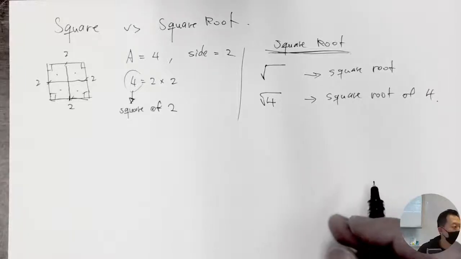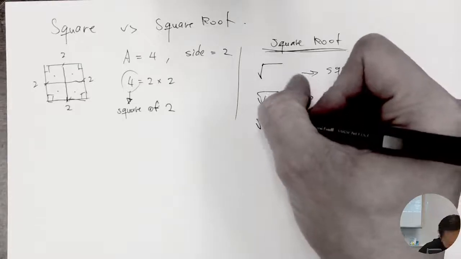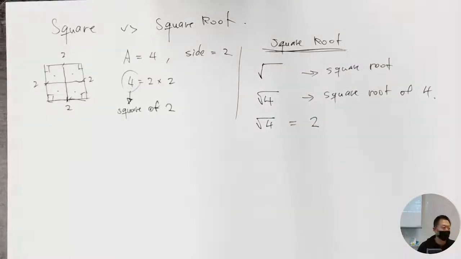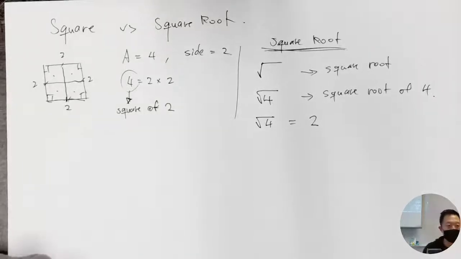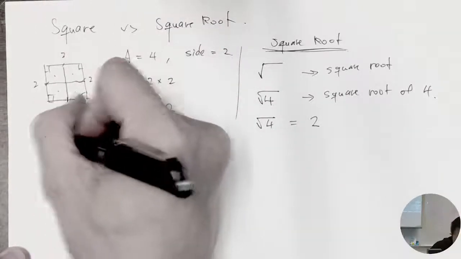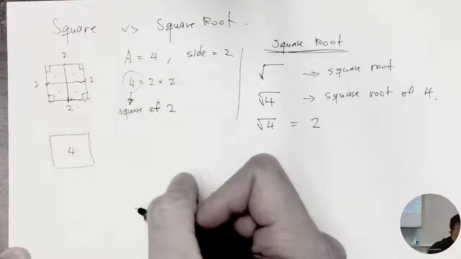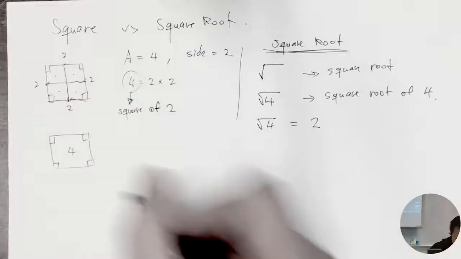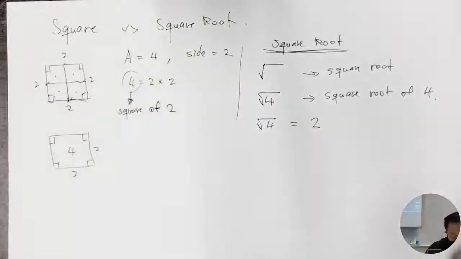Now, square root of 4 is actually a mathematical value. Square root of 4 is 2. How did I get 2? It's actually coming from this square. If this area is 4, and if this is the shape of a square, then each side is 2. That makes square root of 4 equal 2 by definition. Okay, it's just something that you have to remember.